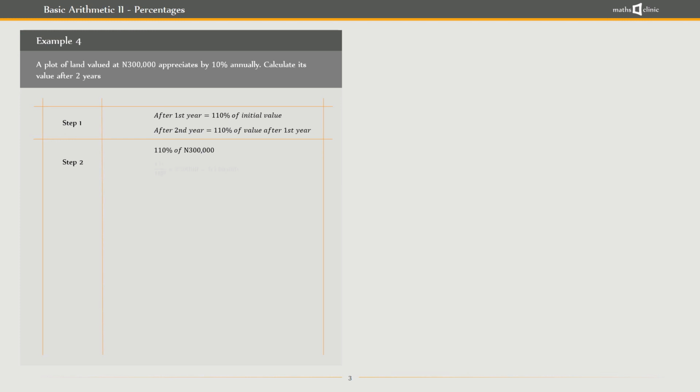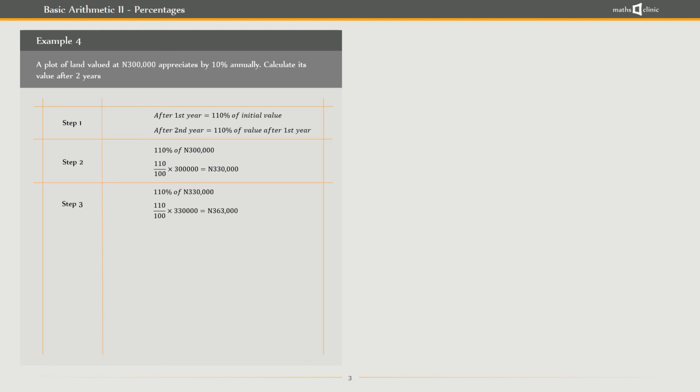We say 110% of 300,000, and we end up with 330,000 naira. That's after the first year. Now we take another 110% of 330,000 naira, and we have 363,000 naira in the end. Something you notice: if you did 120% times 300,000, you would end up with 360,000, which is obviously wrong.